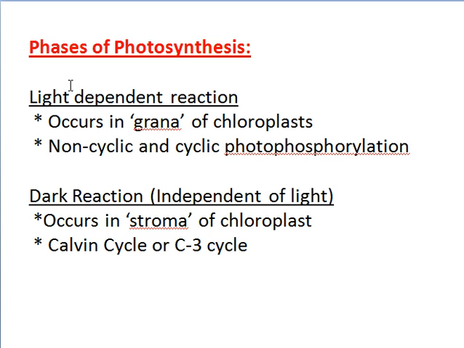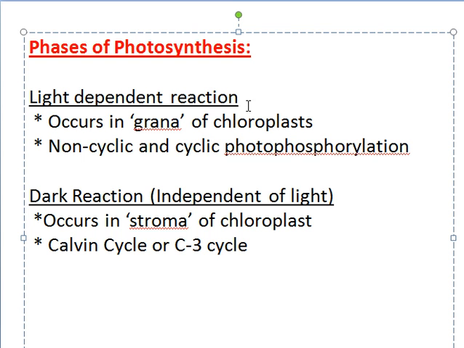Phases of photosynthesis are basically two phases. The first is the light dependent reaction, as you can see here, and the second phase is the dark reaction, which is independent of light. The light dependent reaction is also known as the light reaction itself. It is known as the light reaction because it cannot occur without the presence of light. That is why it is known as light dependent reaction, right? So it occurs in grana of chloroplast.